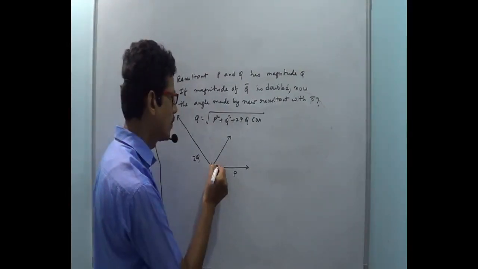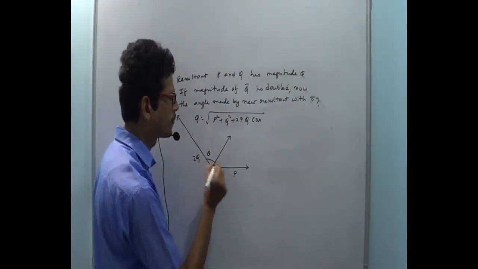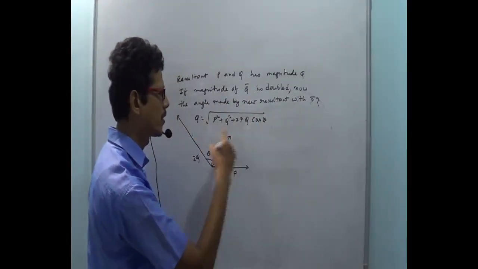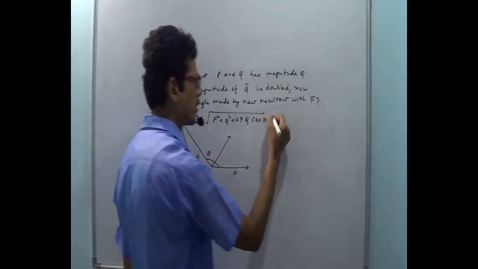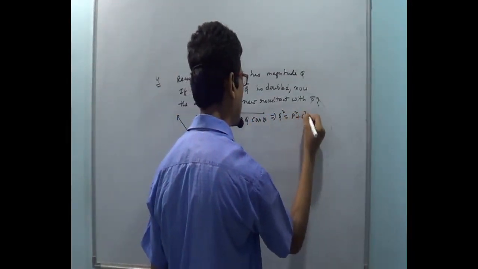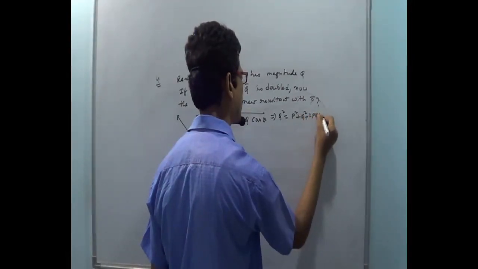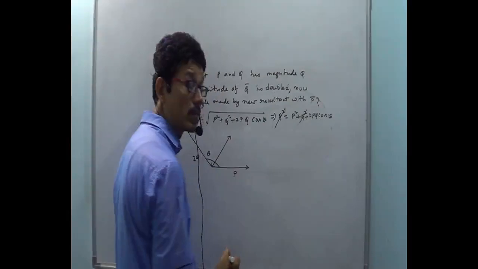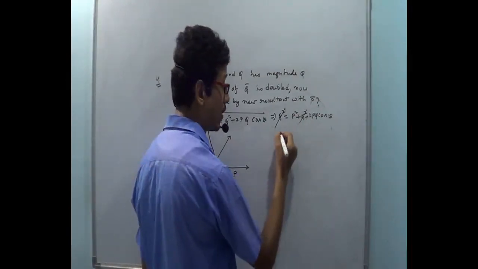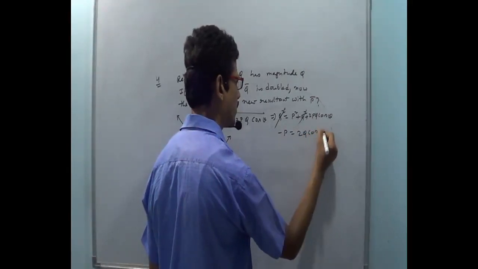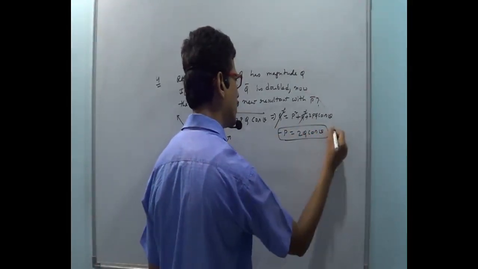So let the angle between two vectors be theta. This is the parallelogram law of vectors magnitude. Squaring on both sides, we have q square is equal to p square plus q square plus 2pq cos theta. I can cut off these two things, and minus p is nothing but 2q cos theta. So this is equation 1.